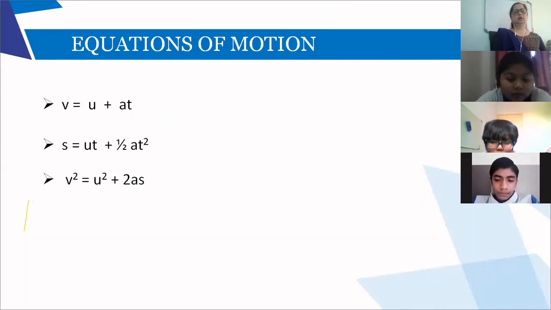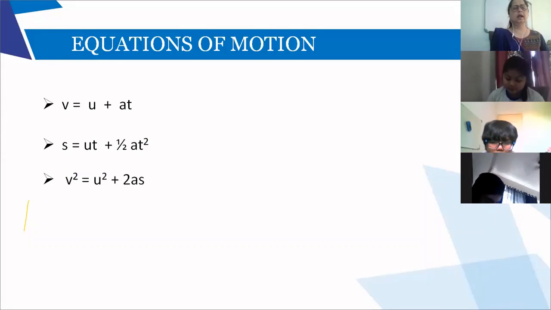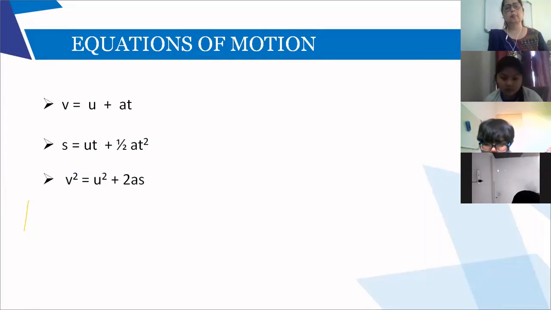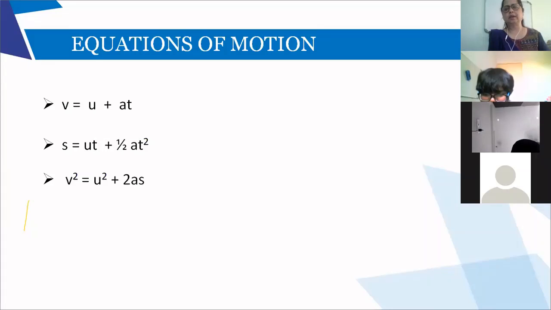Now here, look at the three equations of motion. First one, V equal to U plus AT. Second one, S equal to UT plus half AT square. And the third one, V square equal to U square plus 2AS. Now, I'm going to tell you each and everything. V is final velocity. U is initial velocity. A stands for acceleration. T stands for time.